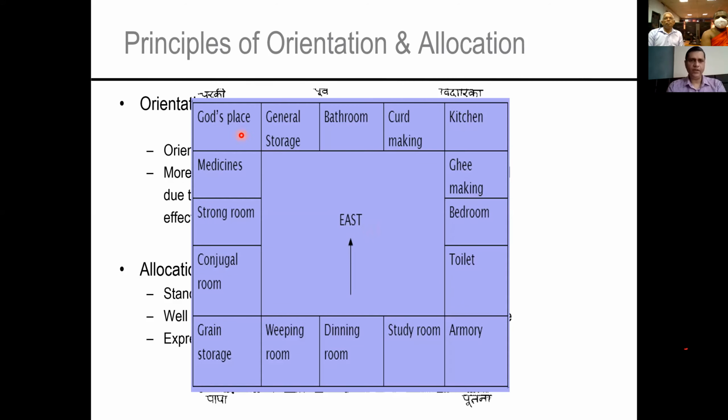For example, the god's place, the kitchen, the ghee making area, the bedroom, the conjugal room, the armory, etc. Allocation symbolically aims at a universal expression of the human-centric cosmic experience within one's own home, underlining principles of adequacy and privacy.